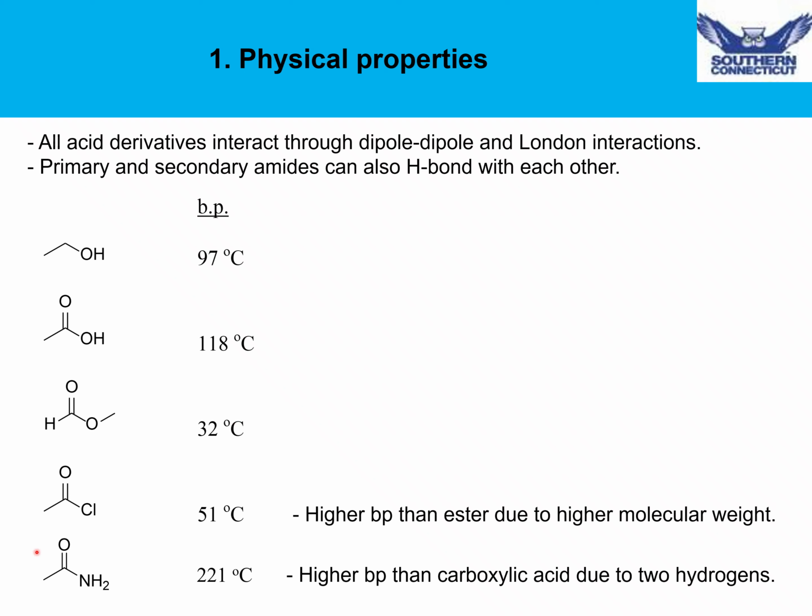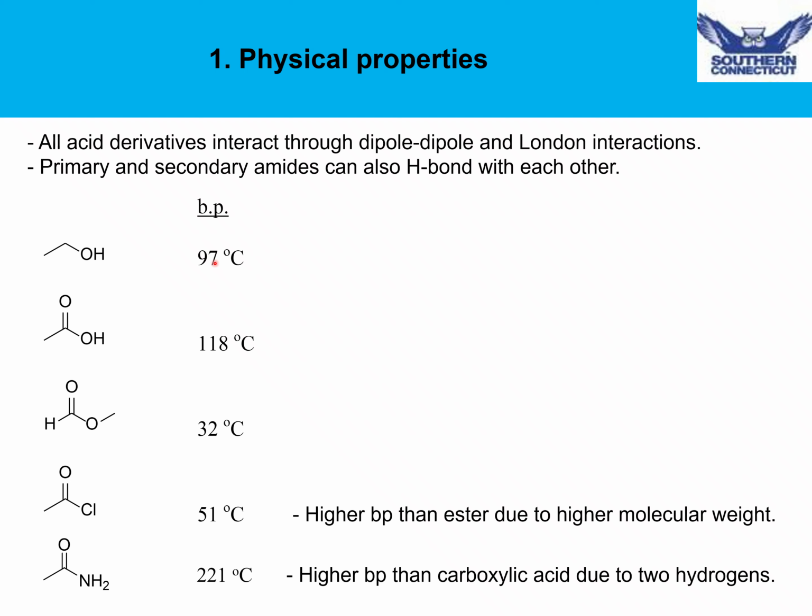A primary amide, such as acetamide, has a very high boiling point of 221 degrees Celsius. This is because it's able to hydrogen bond. In the case of a primary amide, it can actually form more hydrogen bonds compared to a carboxylic acid. So that explains why a primary amide would generally have a higher boiling point than a carboxylic acid and even an alcohol.